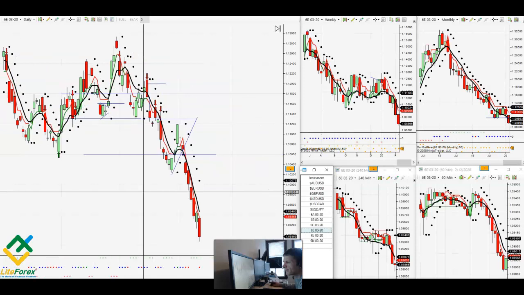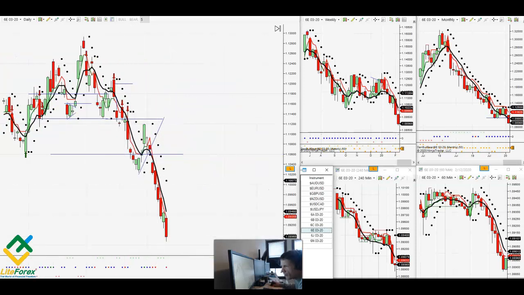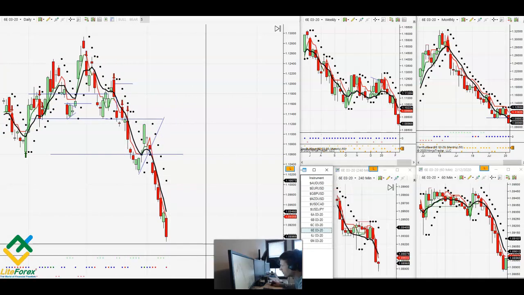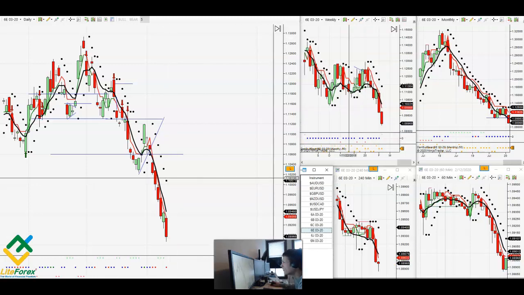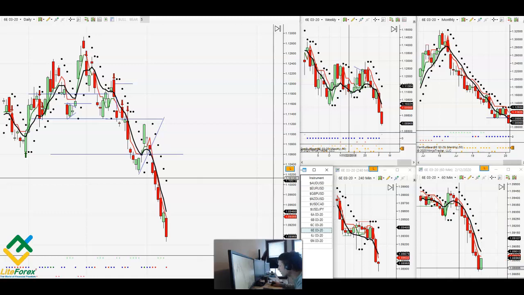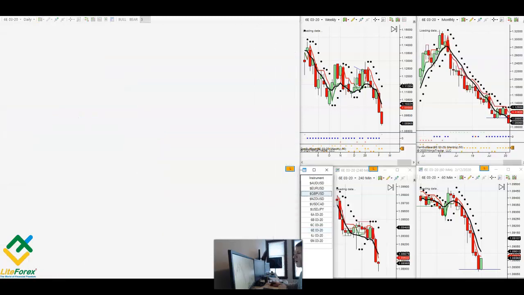Let's take a look at the Euro futures. Euro futures, this one looks pretty much the same. I'm expecting a rebound is in order, but we've got to see if it holds the support, 1.08885. Let's see if that holds. Okay, on to the pound USD.